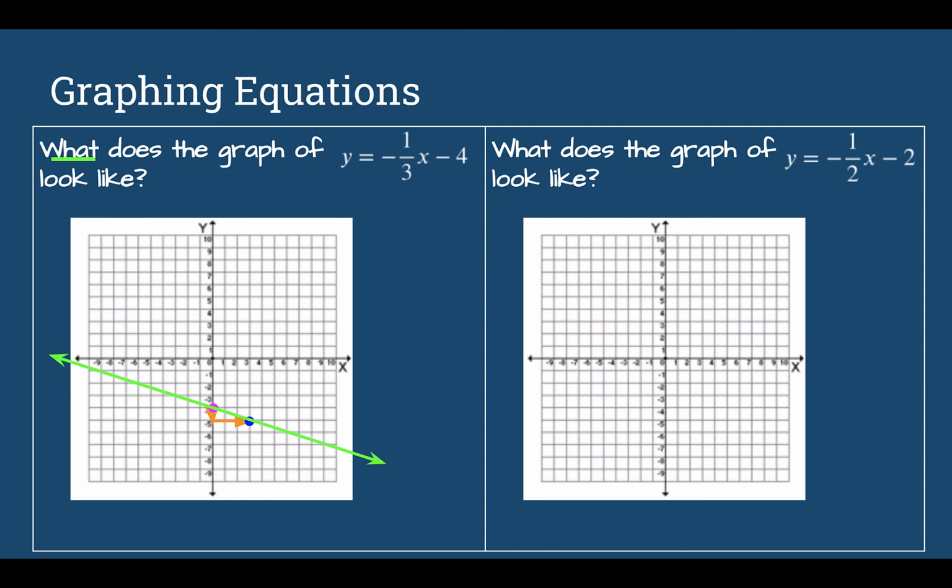If you remember from the previous lesson, I should know what the graph looks like. Because my slope is negative, it automatically tells me that the graph should be slanting downward, going from left to right. Pause the video and try your graph.